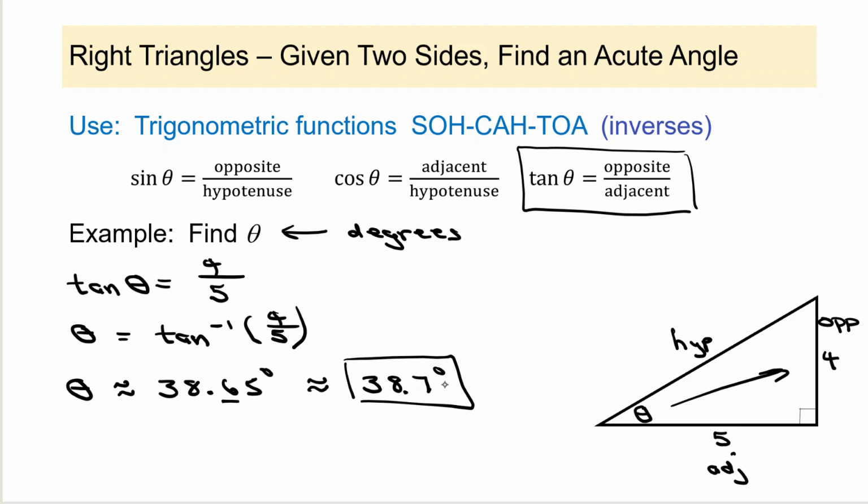And notice how I made a point of putting my degree symbol here, as I have everywhere I've had an angle measure in degrees. If you don't put your degree measure, you're telling people that you're talking about radians. So be very careful to put your degree symbol when you're talking about degrees.